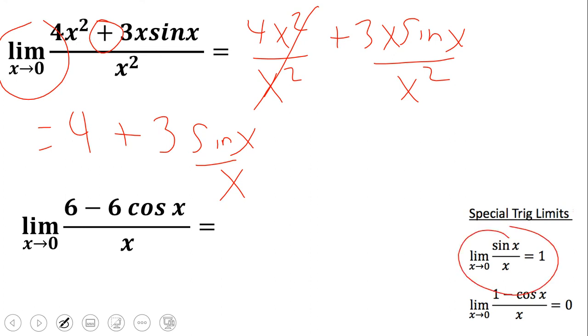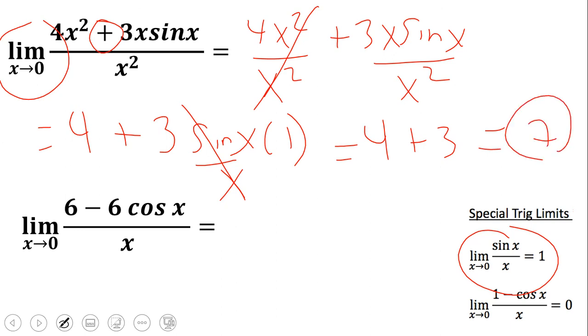The sine of x over x, that's a 1. The limit of 4 is 4. The limit of 3 times 1 is 3. And then the limit of 4 plus 3, that's a 7.